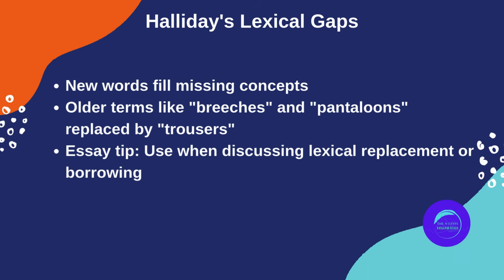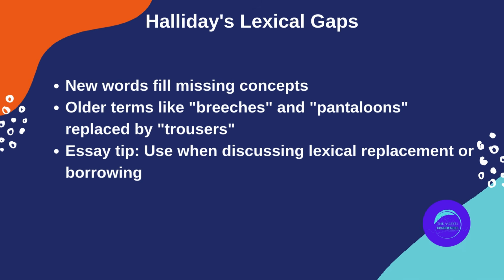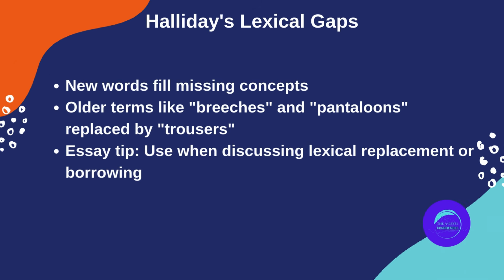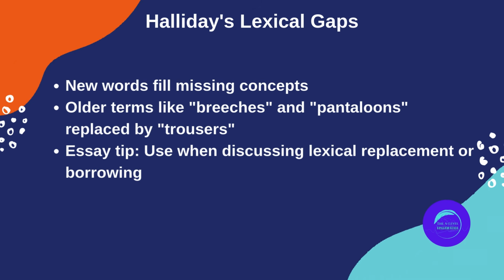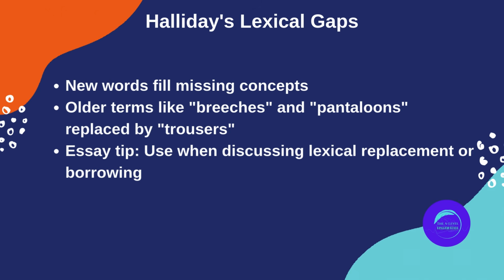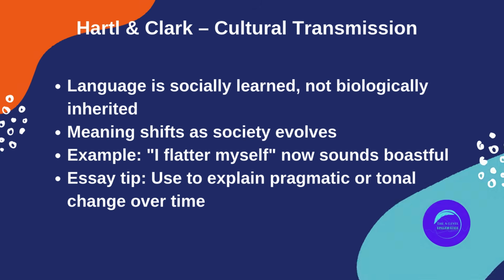This theory explains that when there's no word for something, we invent or borrow one. In the tailoring context of text A, terms like breeches and pantaloons once filled specific gaps in fashion language. Over time, those were replaced by simpler, more universal terms like trousers. Halliday's concept of lexical gaps explains the rise of broader terms like trousers, which replaced outdated vocabulary that no longer fit modern use. Now let's turn to Hartle and Clark's cultural transmission.